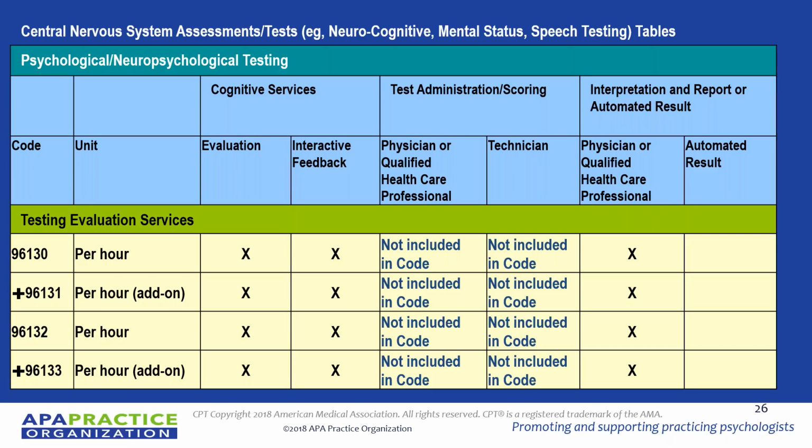So for testing evaluation services, you can see that the evaluation and the interactive feedback fall under this code for testing evaluation services. And interpretation and report fall under these services as well. Test administration and scoring, not included in this code. So again, there's that clear differentiation between what are the uniquely professional services versus what are test administration and scoring services, which may be provided by the qualified healthcare professional or by the technician.